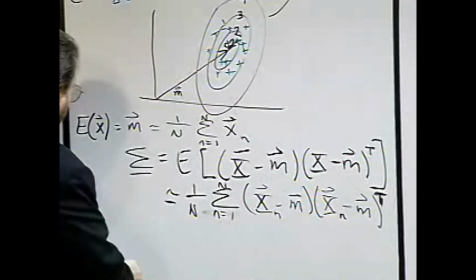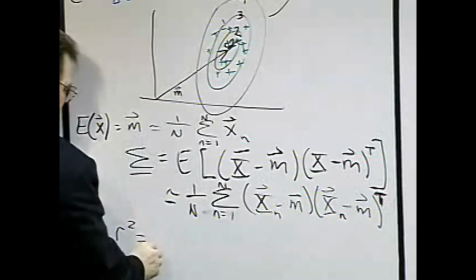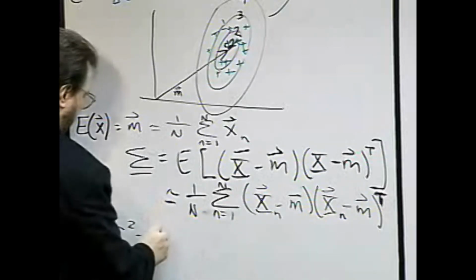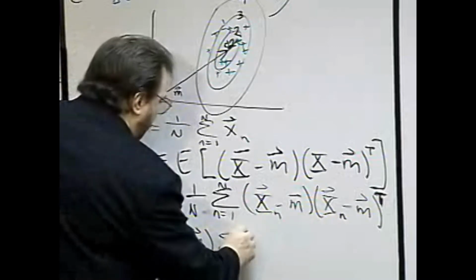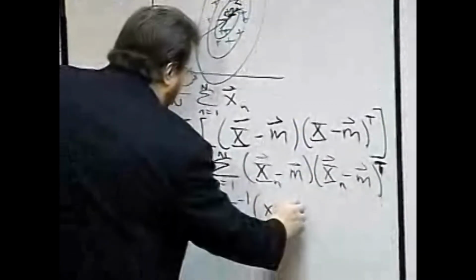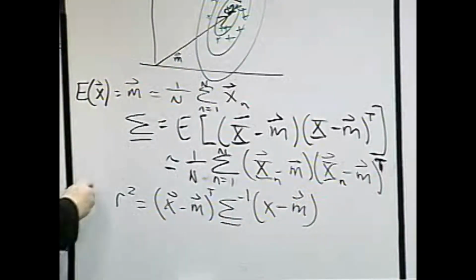Now, the Mahalanobis distance is actually defined as follows. R squared, the Mahalanobis distance, is equal to, if we are given an observation x, (x minus the mean) times the covariance matrix inverse, times (x minus the mean) with the transpose on one side. This is the Mahalanobis distance.